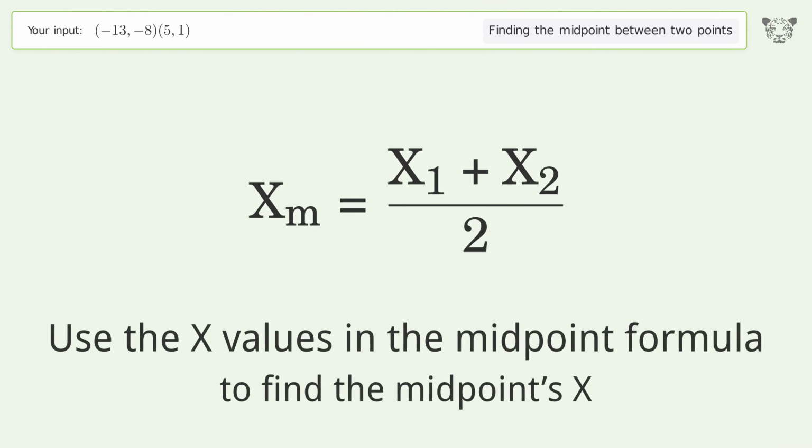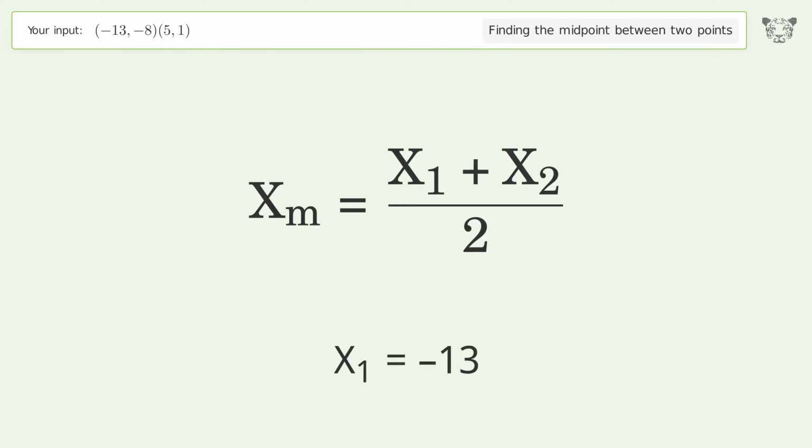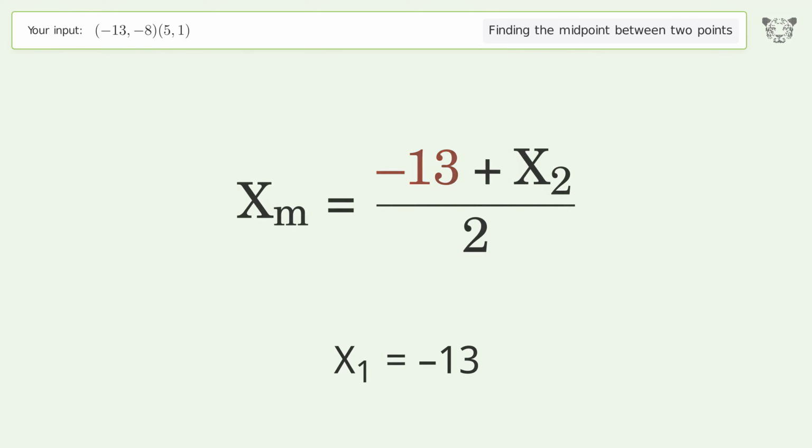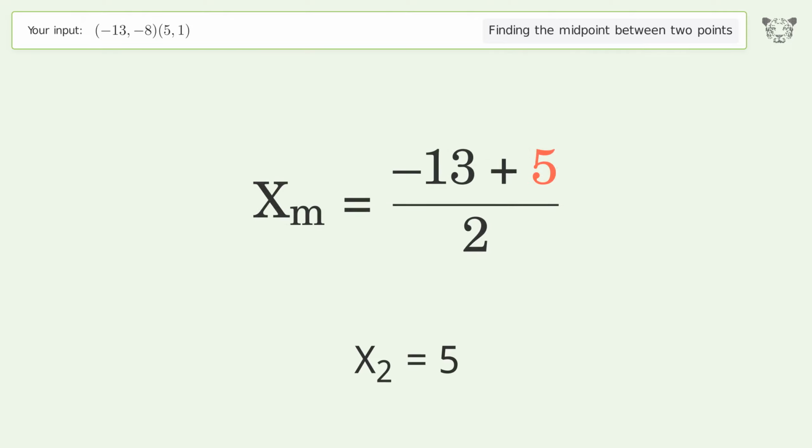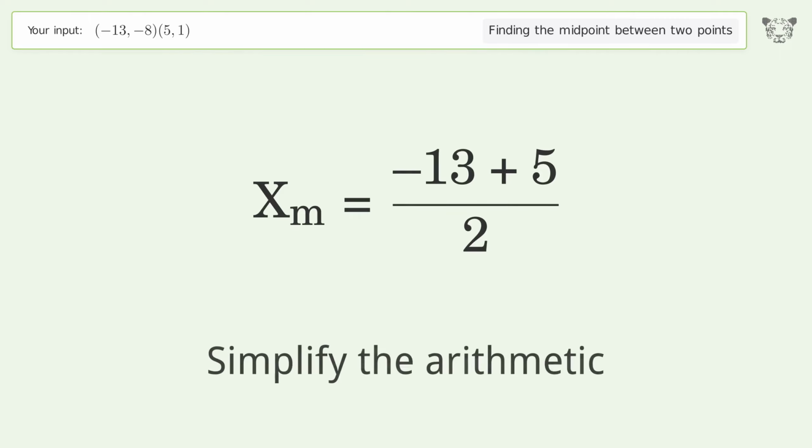Use the x values in the midpoint formula to find the midpoint's x. x1 equals -13. x2 equals 5. Simplify the arithmetic.